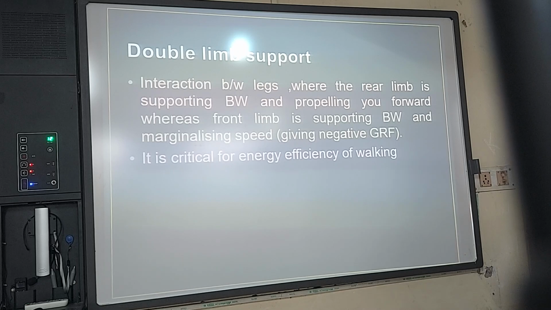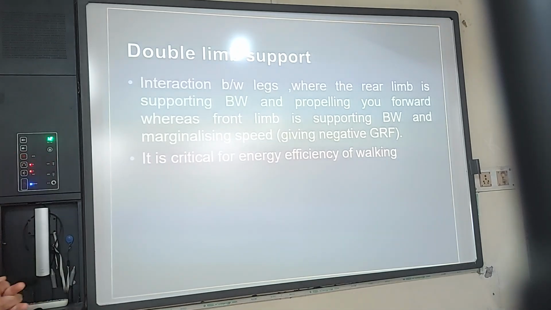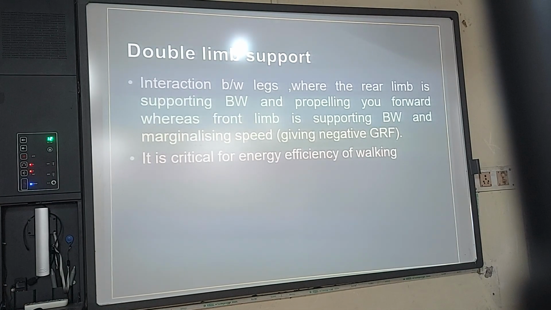This double limb support is very critical. The more slowly you walk, the more time there will be for the double limb support. And the same goes, if you increase the speed of walking, the double limb support will decrease. Fine. And what will happen in running? Will there be any double limb support? This is what we are going to study. What will happen when the speed changes, and what changes will be there in the gait.